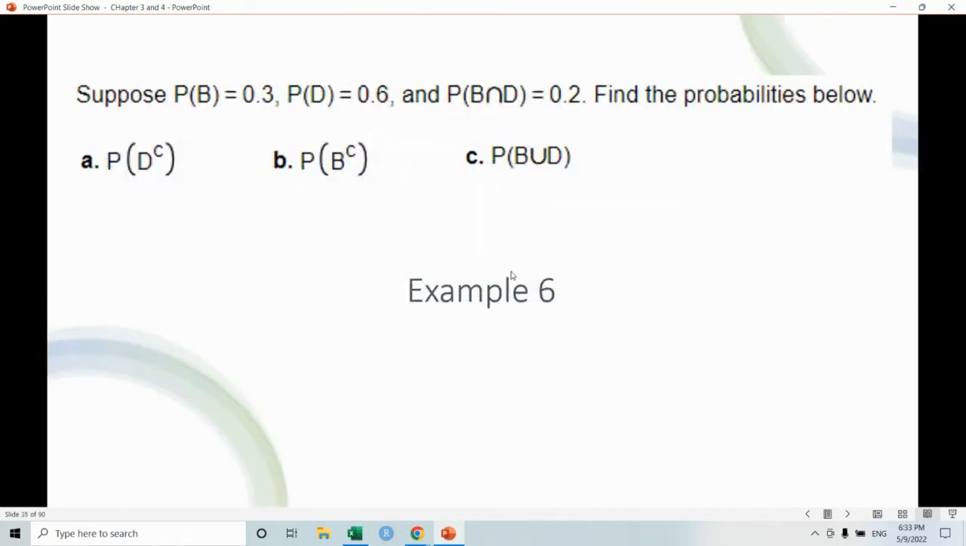So look at an example. Suppose we have the probability for B, probability for D, and we also have the probability of the intersection of B and D. So let's find the probabilities below.